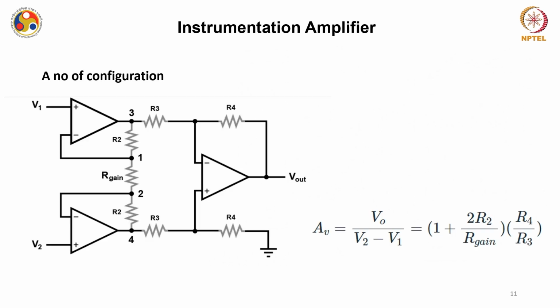Okay, and this is your sense terminal. As I was mentioning, a number of configurations for this IA are possible. One such configuration is written over here, and the gain can be written as 1 plus 2R2 divided by R gain, into R4 by R3, where R4 is this resistor, R3 is these two resistances, and R2 and R gain are placed over here. Very similar configurations can be drawn in various ways, but the gain remains the same.